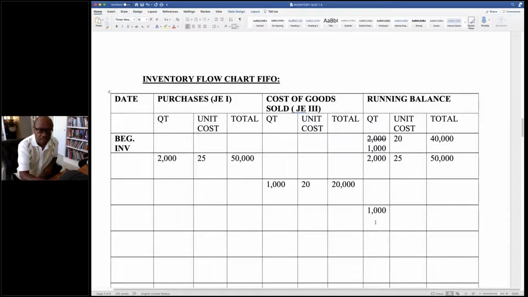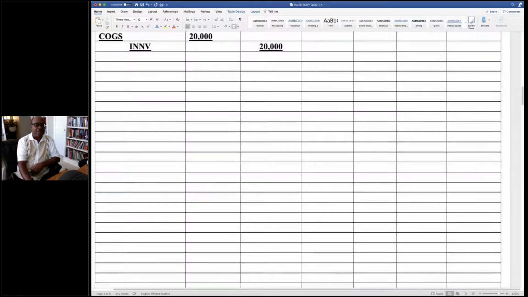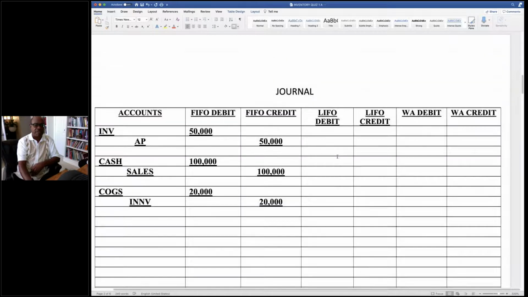As well as, I'll put them in different boxes. So we got 1,000 at 20, or 20,000 now. And we still got this layer here, still got these. Also, that's why it matters when we do it like that, so we can know which one came first and which one came last. Does anybody have any questions on the first three transactions?